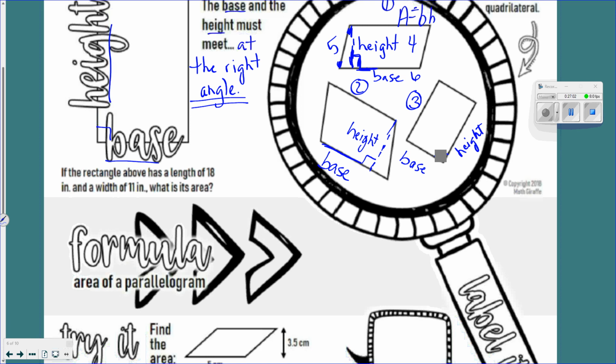Any questions on what we just did about identifying the base and height? For number 3, number 1 and 2, it doesn't matter. Why number 1 and number 2?